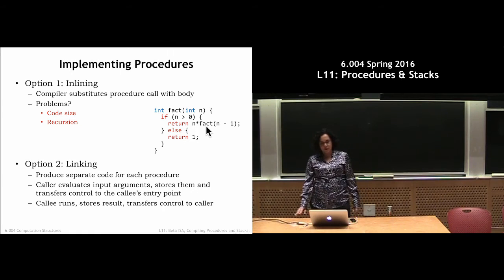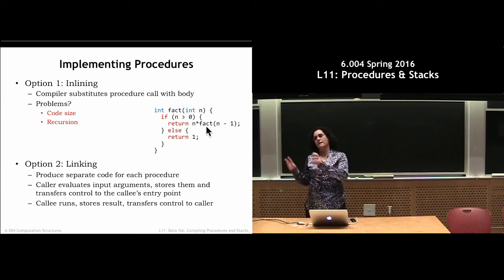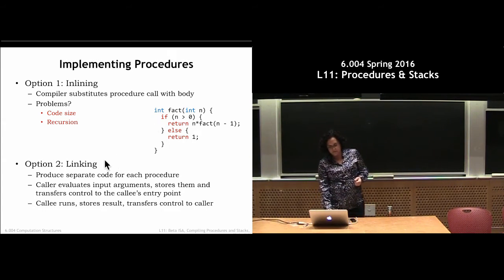Okay, so what is this more generic way? The generic way is this notion of linking. What you're going to do is produce different code for each of your procedures, and you have responsibilities both on the caller side, the piece of code that's making the call to this procedure, and on the callee side, the code within the procedure itself. And those responsibilities include the following.